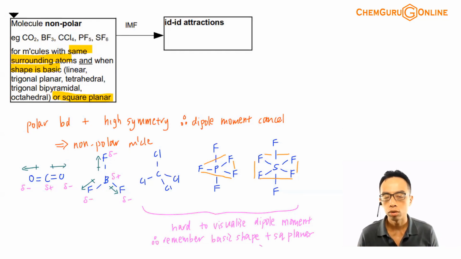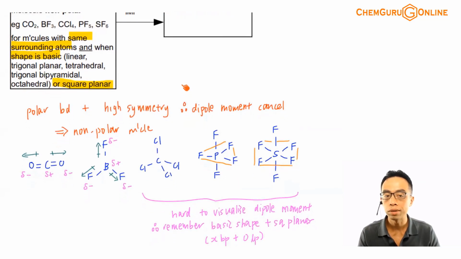There's another shape which is not a basic shape, but it is highly symmetrical. That will be my square planar. Four bond pair, two lone pair, that guy is also highly symmetrical. My suggestion is we keep this idea in mind. If you have a basic shape, or if you are square planar, and the surrounding atoms are the same, then the dipole moment will cancel out, and it will be non-polar. Because eventually we will do this by memorizing.